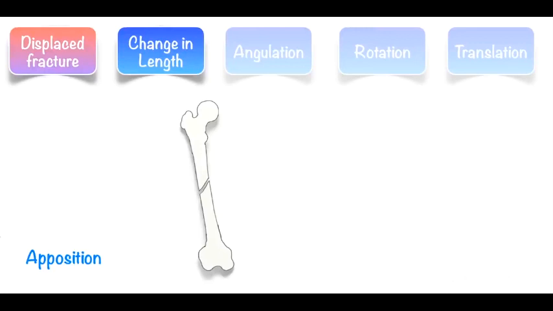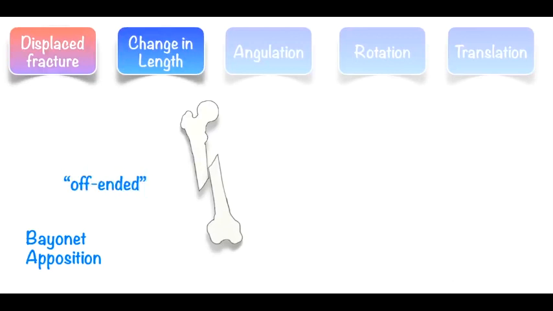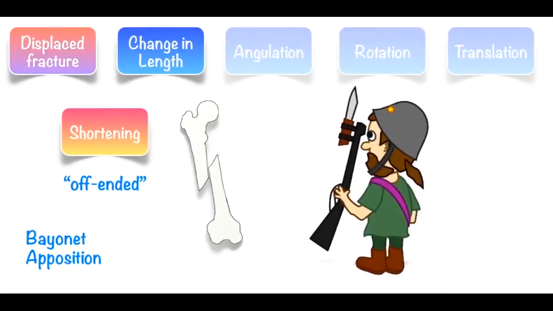B. Bayonet apposition. This means overlap of fracture fragments in the longitudinal axis. In this, the bone ends have no contact and have slipped past each other. This is also called off-ended. As a result, it causes a shortening of the limb length. Bayonet apposition gets its name from a bayonet rifle.